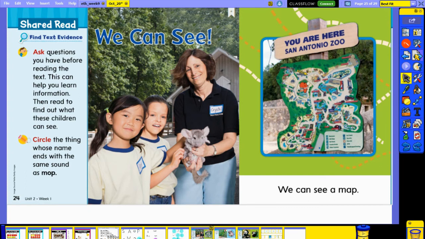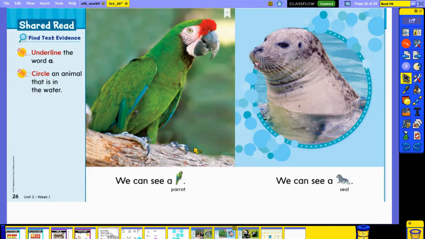Okay, here's our story. We can see. This is one that you can read with me. We can see a map. And if you'll look at the map, this is like one of the maps you see when you go to a place. It's called You Are Here, San Antonio Zoo. So this map shows you how to get around the San Antonio Zoo.